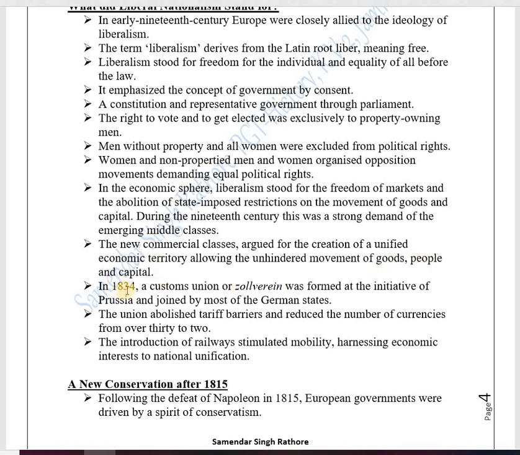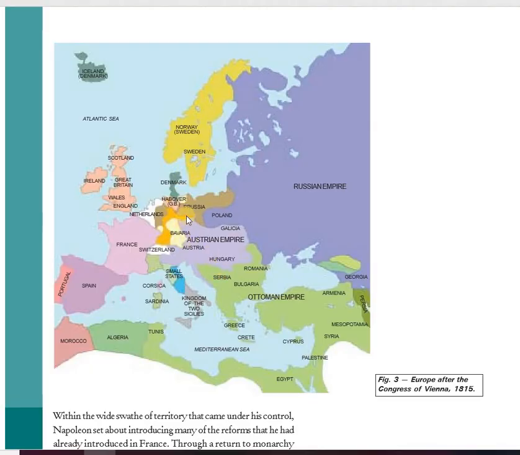Now next, in 1834, a customs union or Zollverein was formed at the initiative of Prussia and joined by most of the German states. To understand this, we will go back to the map in the chapter. Prussia played a major role when we study the unification of Germany. We should note here, there is no Germany as a nation. They are all small states.